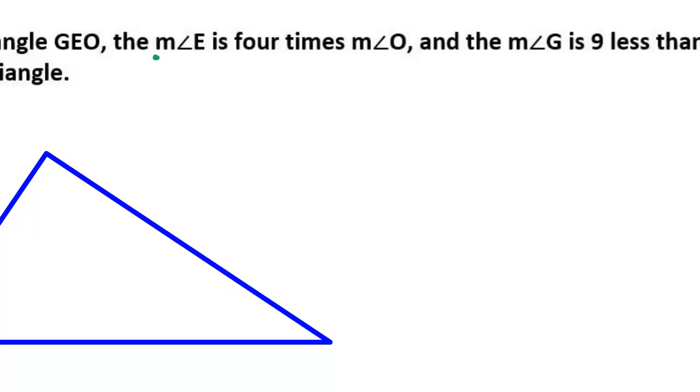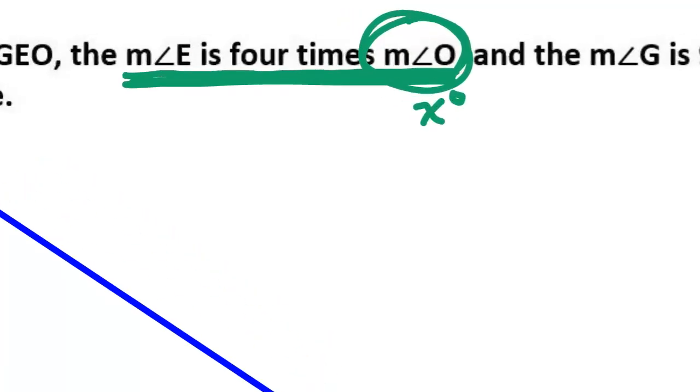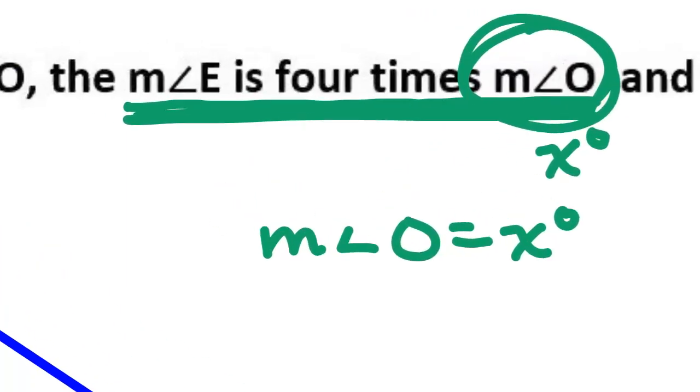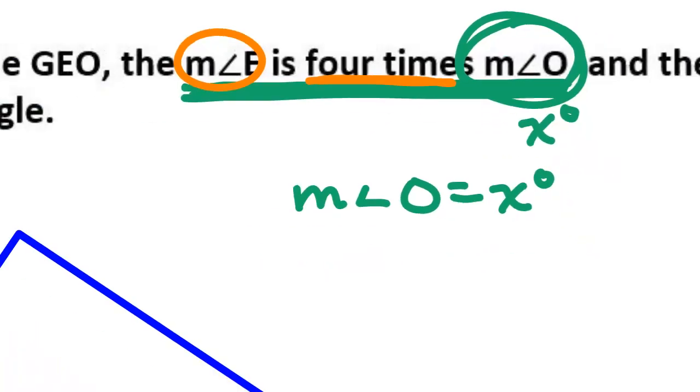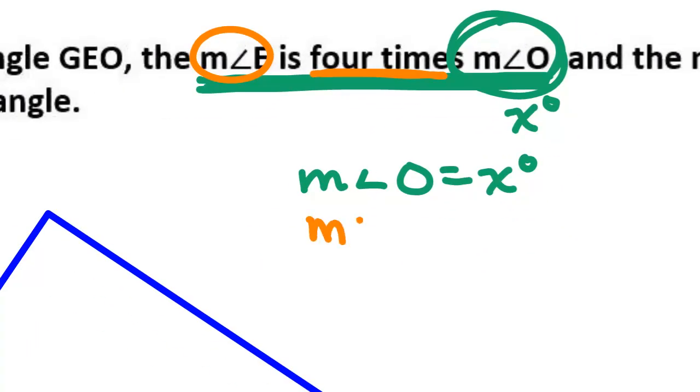It says the measure of angle E is 4 times the measure of angle O. So that means the measure of angle O is going to be the one that I call X. So the measure of angle O is equal to X degrees. E is 4 times that, so the measure of angle E would be 4x.